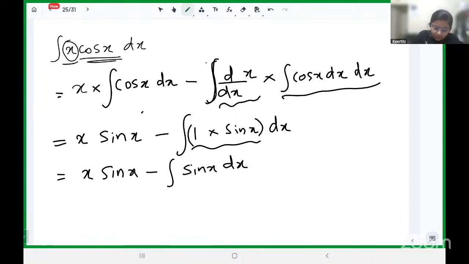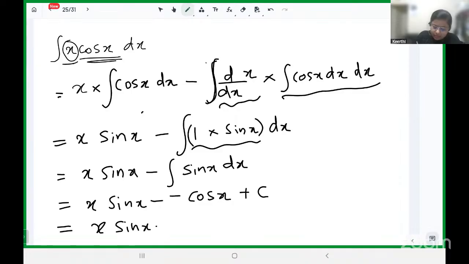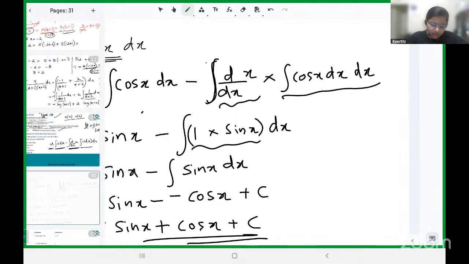Again, you know the integral of sin x. The derivative of cos x is minus sin x, so the integral of sin x is minus cos x. Here there is already a minus, so you put minus cos x plus c. At the last you put a c. So x sin x, minus of minus will become plus cos x plus c. So this is the integral of the function x into cos x. Alright, moving on to the next question.